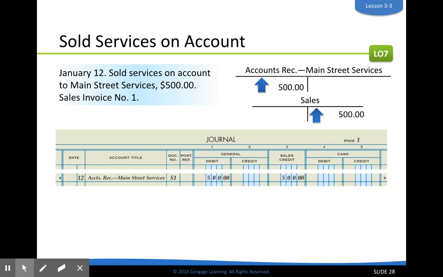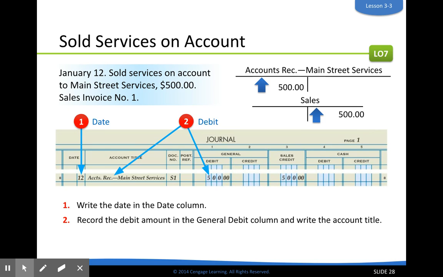In this situation, you'll notice we didn't get any cash. Instead, we told Main Street Services, we'll give you 30 days, for example. So I think of this as we're eventually going to receive money, so we use accounts receivable. Accounts receivable is an asset, so it's increasing with a debit because we're adding more to the amount that they owe us. And then at the time of the sale, whether we get cash or not, we always use the account sales credit. That's one of those GAAP rules that we learned.